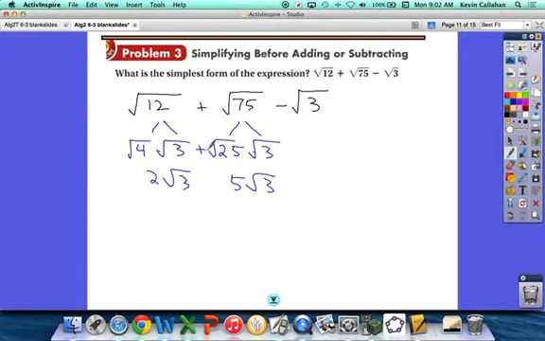And this plus is still in between. And then we have the minus the square root of 3. So now they all are like radicals. They're all the square roots of 3. So how do you combine them? Combine the coefficients. What's 2 plus 5 minus 1? 6.